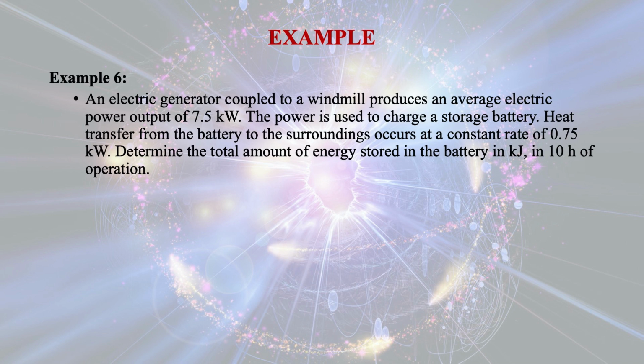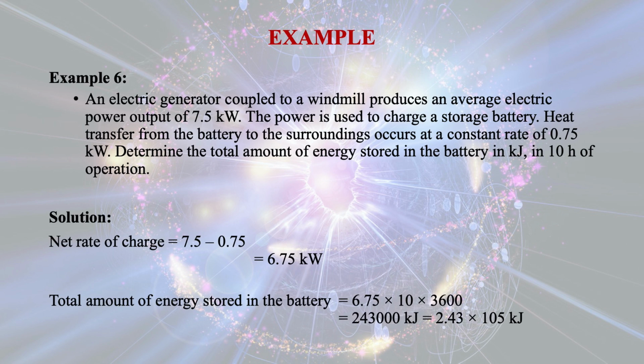So you see that the net rate of charge is equal to 7.5 minus 0.75, that is 6.75 kilowatt, and the total amount of energy stored in the battery is 6.75 into 10 into 3600. Why are we multiplying by 3600? Because we have to convert 10 hours into seconds. That's why we have multiplied by 3600, and the final result will come out to be 2.43 into 10 to the power 5 kilojoule.